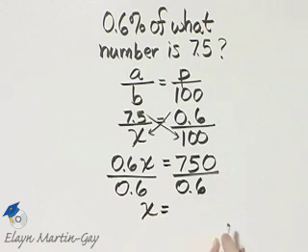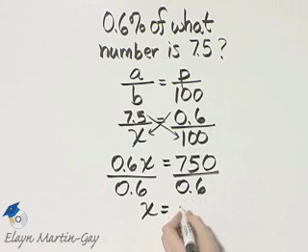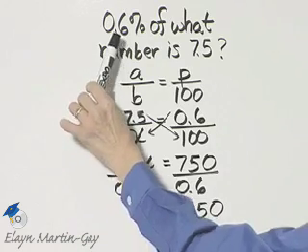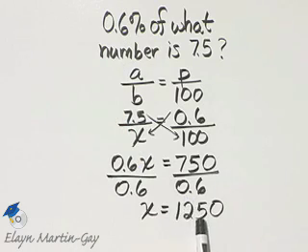The right side, I'll let you go off to the side and divide this decimal into this decimal. If you do so, you'll have 1,250. So of what number? That number is 1,250. How can you check? Find 6/10% of this number. It should be 7 5/10.